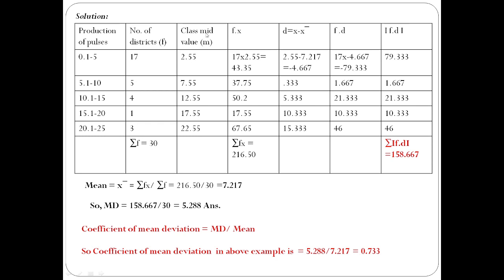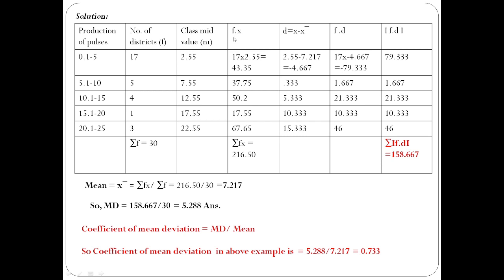Then we need to find out the class mid value. Class mid value is being calculated as 0.1 plus 5 divided by 2. So the middle value of this class is 2.55. Similarly, the middle value of this class is calculated as 5.1 plus 10 by 2, that is 7.55. So in this way, we need to find out the class mid value. Here I have written fm, or you can write down the class mid value as x.